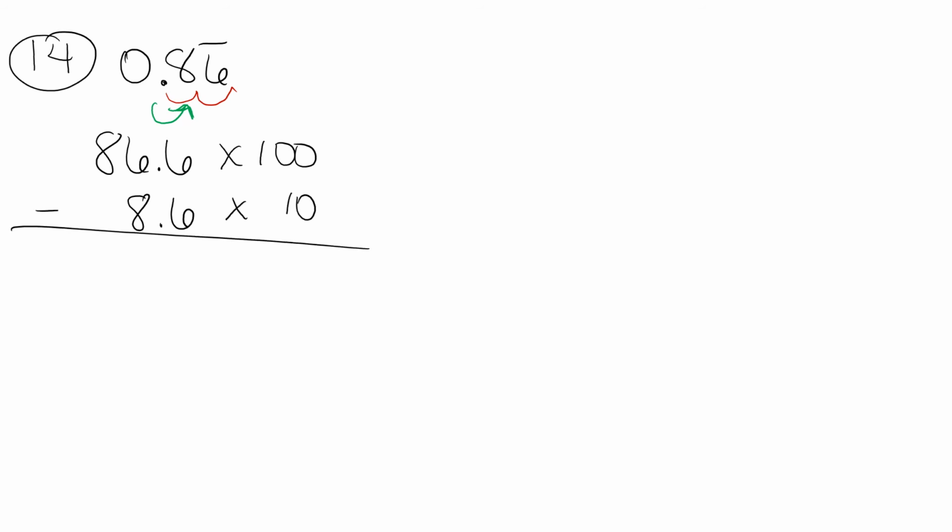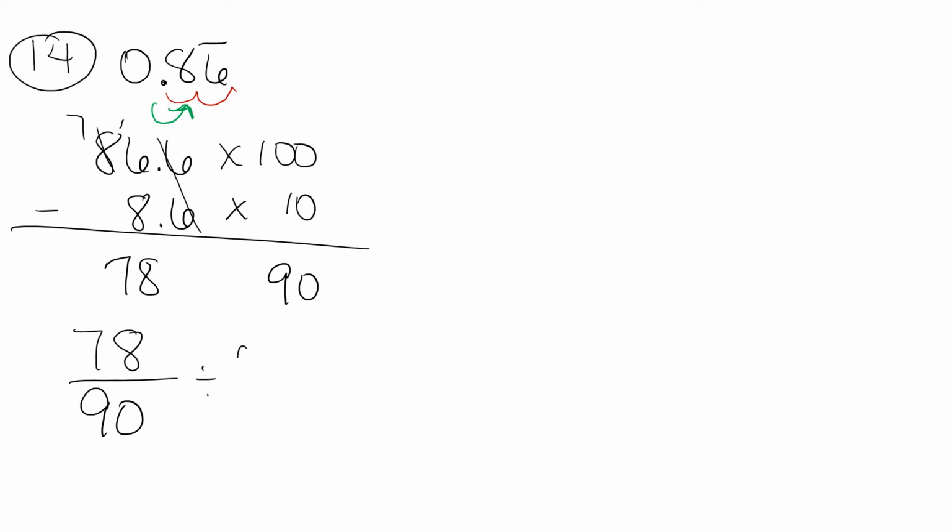Now I can subtract. 100 minus 10 is 90. These 6's will cancel, so we're going to borrow here. 16 minus 8 would be 8, and then bring your 7 down. So we have 78 over 90. They end in even numbers, so we know they're at least divisible by 2. So we're going to divide a 2 out of those. When we do that, 78 divided by 2 is 39. 90 divided by 2 is 45.